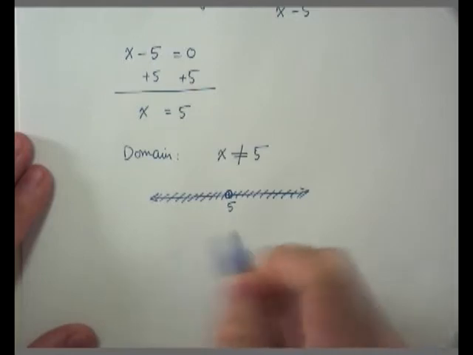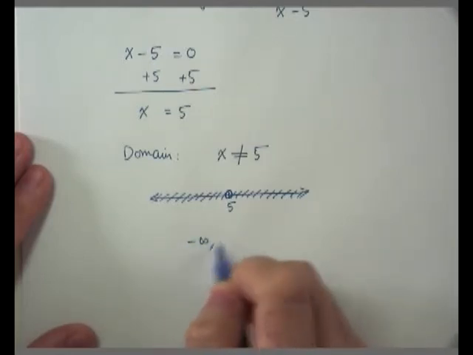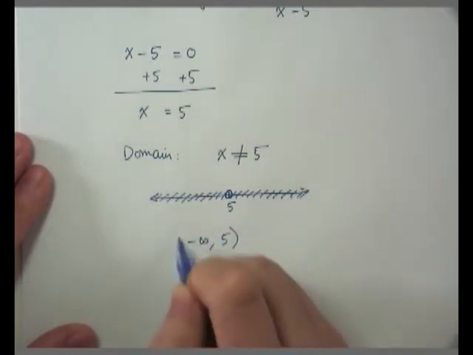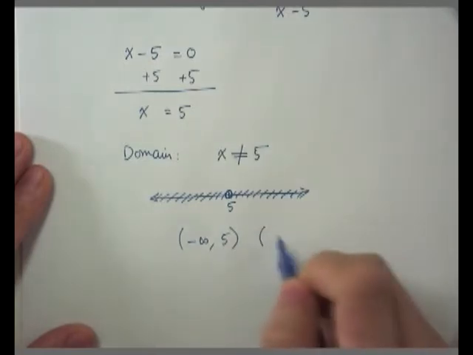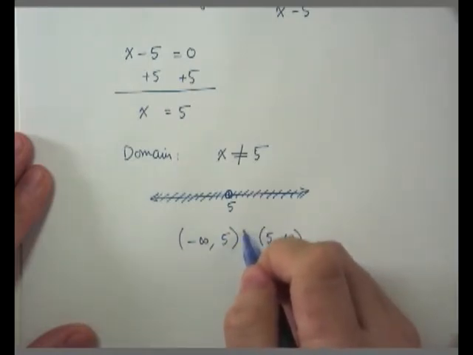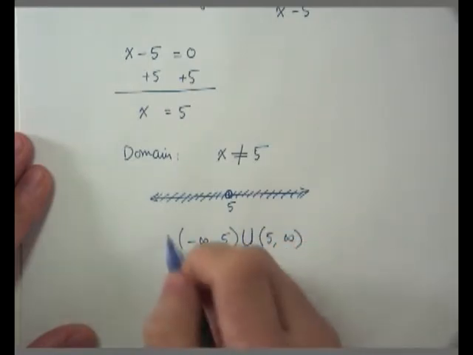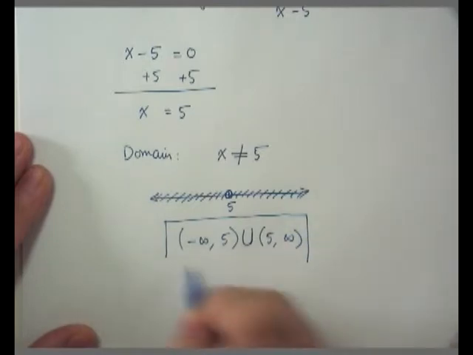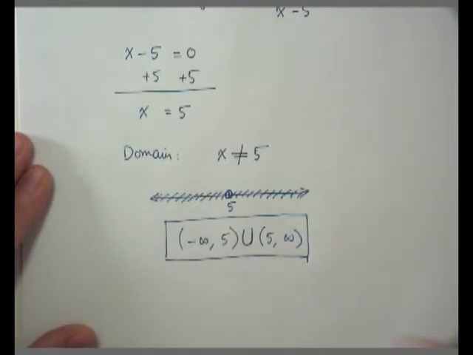And so looking at the visual display of this domain, that can easily give you the domain in interval notation. So here I have minus infinity to 5, that's one interval. And then I also have 5 to positive infinity. That's what the shading is indicating. Now I'm going to join the two intervals by a union sign. This is my final answer to the domain in interval notation.